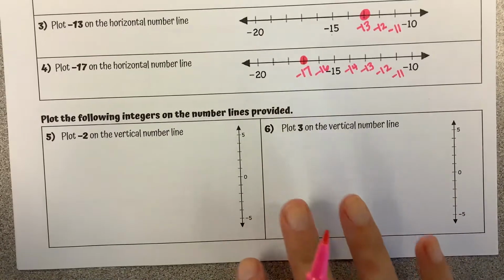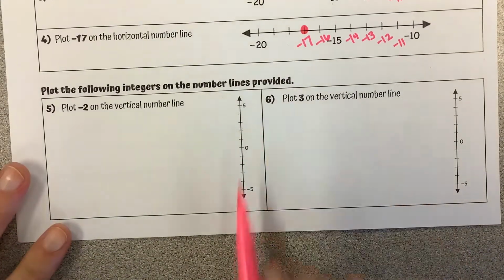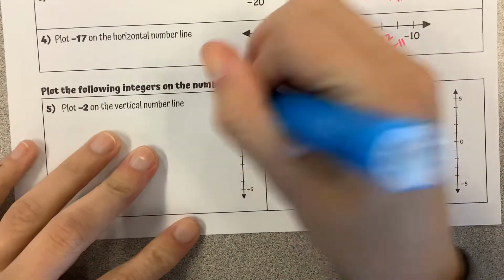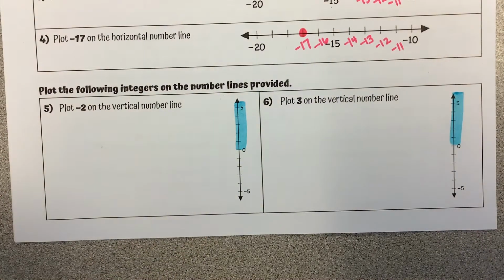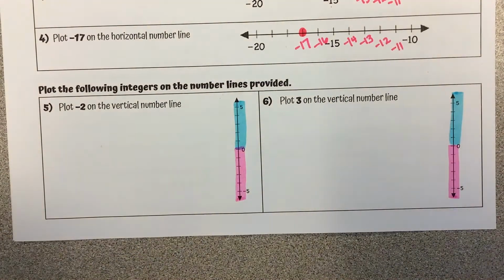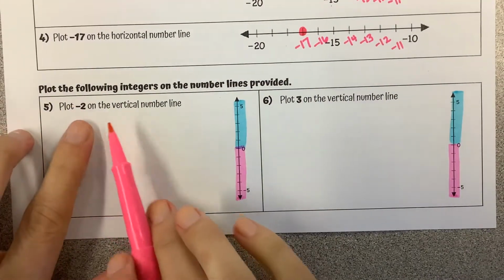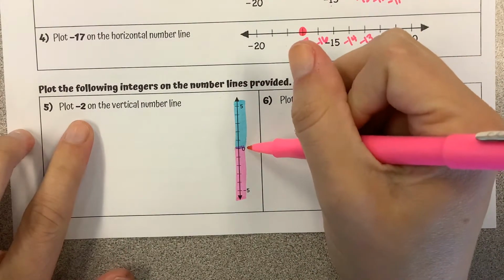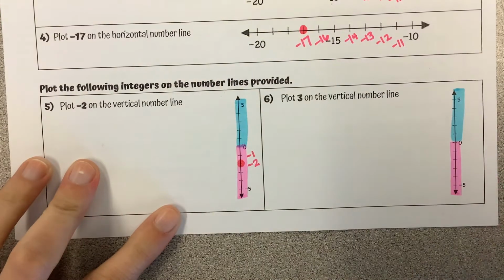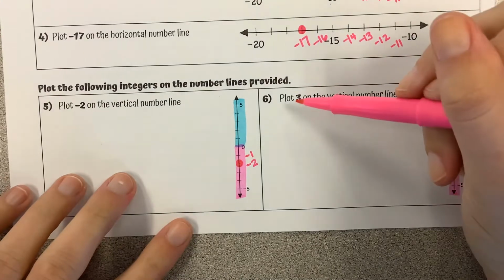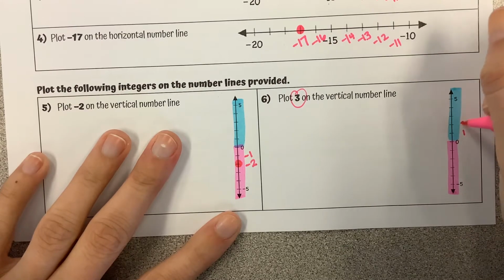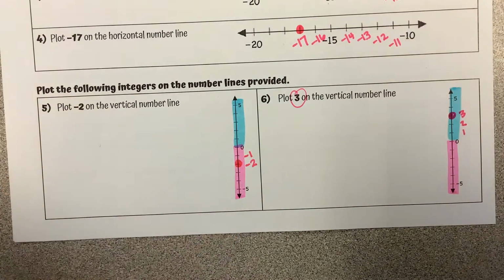Now let's look at some vertical number line examples. That's just going up and down. In this case, our positives are as we go up, and our negatives are as we go down. So plotting -2 on the vertical number line, I find 0. I'm going down for negative. So going down -1, -2. For number 6, plotting 3, that is a positive value. That means I'm going up. So from 0, I'm going up 1, 2, 3.